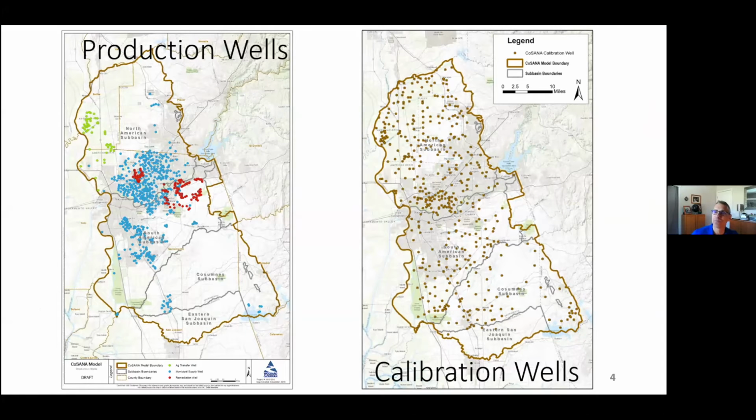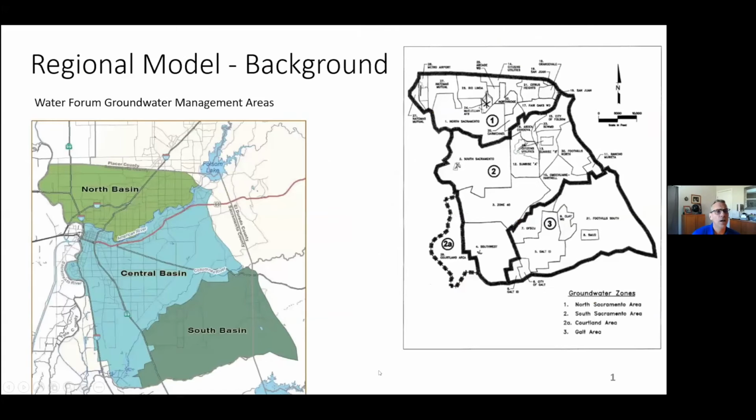Okay, thank you. Good morning, everybody. Let me get to the right slide here. There we go. So I was asked to give some background on the modeling historically in the region to set some of the context about the work that we're currently doing and still have to do over the next couple of years to arrive at our groundwater sustainability plans.